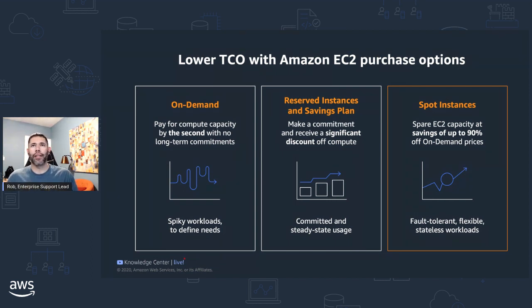What we're going to spend a lot of time talking about today is spot instances. This is spare EC2 capacity at a savings of up to 90% off on-demand prices. It's available for fault-tolerant, flexible, stateless workloads, and allows you to take advantage of unused on-demand capacity at a cost savings.